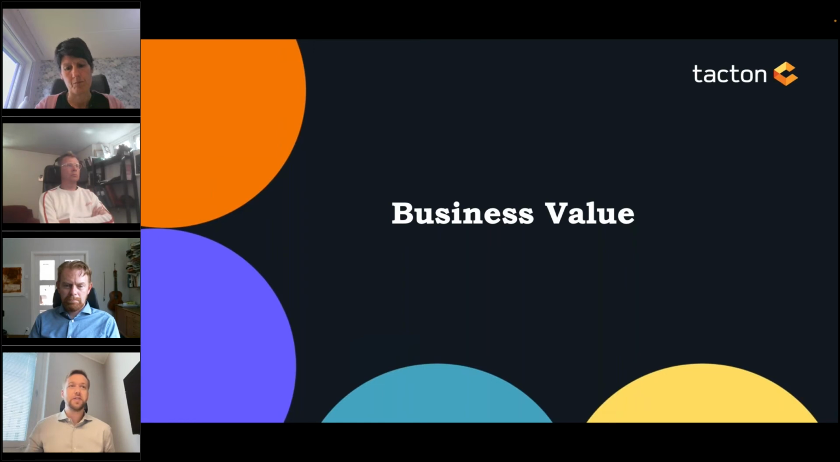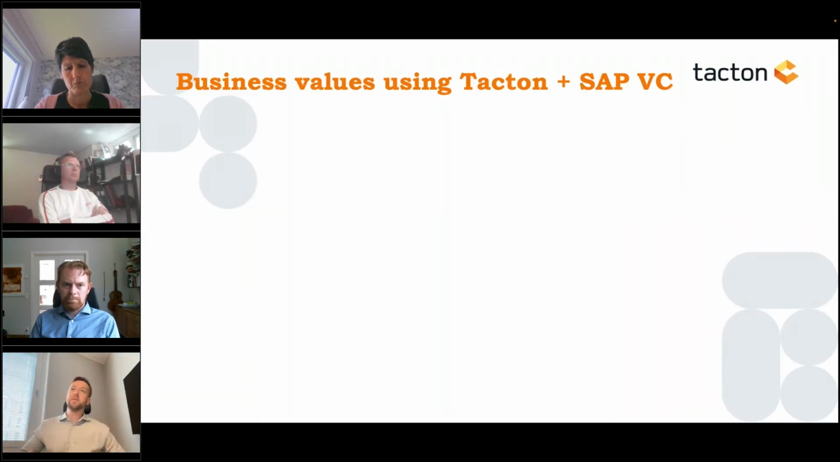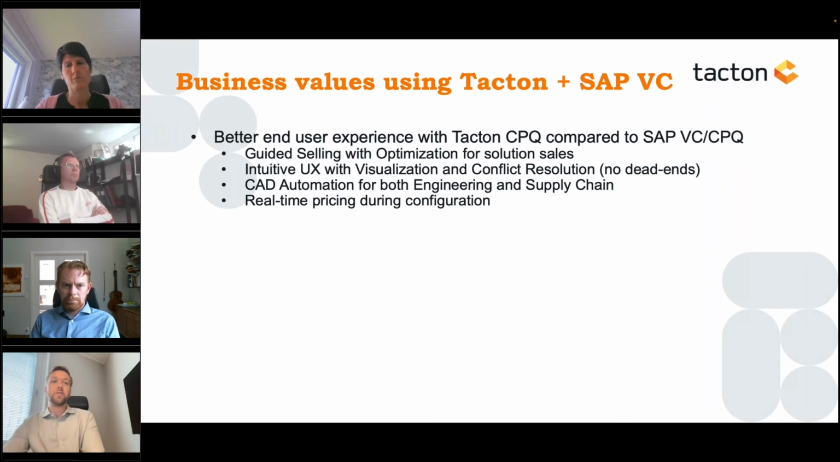So with this concept and these techniques, what do we see as an expected outcome on the business side? What would be the business value and the gains you're looking to get by running Tacton together with SAP VC? Well, the first one is, as we've seen in Tacton CPQ, you get a much better user experience of configuring your products than in SAP VC. As Robert showed, we have much better conflict resolution and user experience in configuring the product. We also have the possibility to enable guided selling with the Tacton rules. We can connect conflict visualization and CAD automation, and we have a real-time pricing engine running together with the configuration.